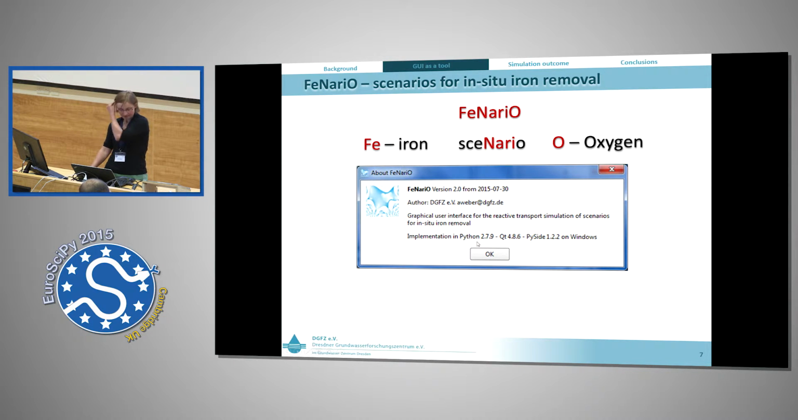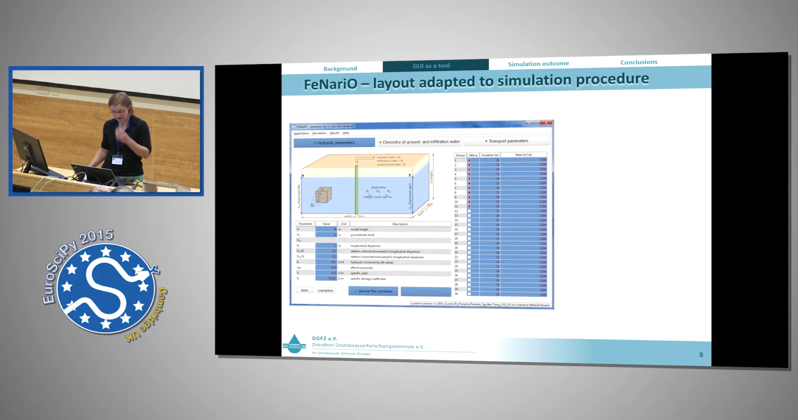And I implemented a version just recently in Python 2.7.9 with Qt, and I applied PySide, which is roughly the same as PyQt. And I am working on Windows because everybody in our field of engineering science works on Windows. So this has to work. As I said, the target user is not a very specialized power user, so the design and the layout of Finario should be clear and self-explanatory to avoid errors in the input for the user. And so I adapted the layout.